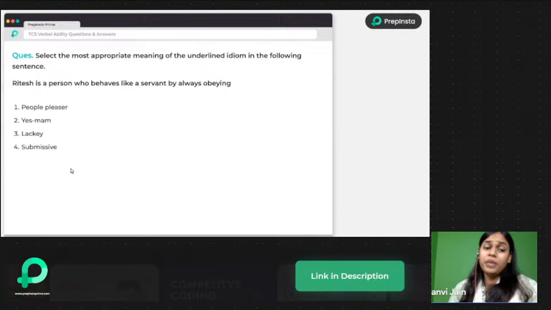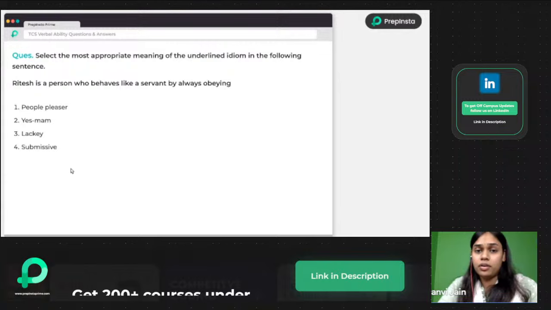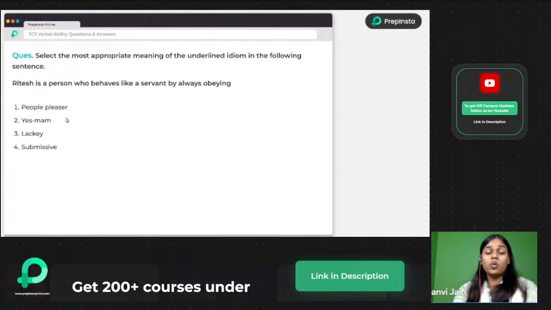But lackey over here means a servant who always obeys, or a person who behaves like a servant and who is always obeying the master's decisions or master's orders. All right, so we are going to use lackey over here as the correct answer. It's not submissive, it's lackey. A lackey is a person who behaves like a servant by always obeying.